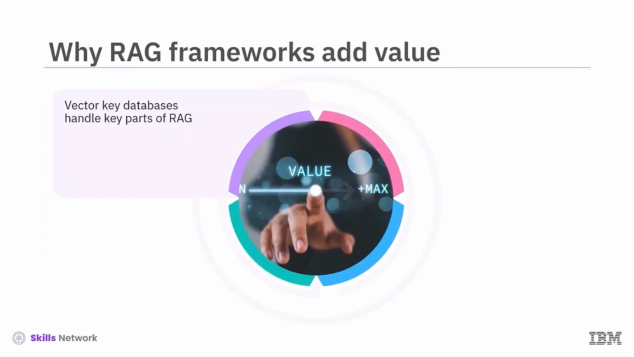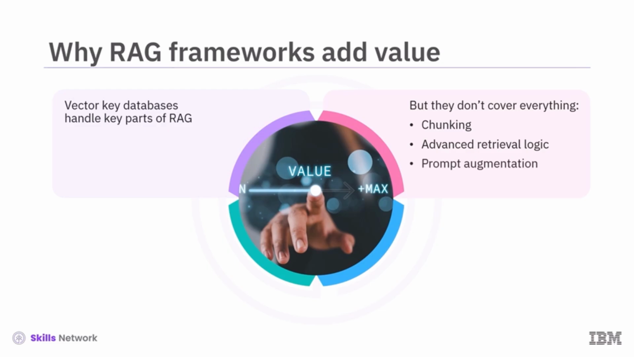Vector databases are essential to RAG, but they don't do everything. Some RAG pipeline tasks usually happen outside the database. For example, chunking is usually done before data enters the vector database. Advanced retrieval logic, such as filtering and re-ranking, may require extra tools. Prompt augmentation is also typically handled outside the database. And integration with LLMs is not built into most vector databases.